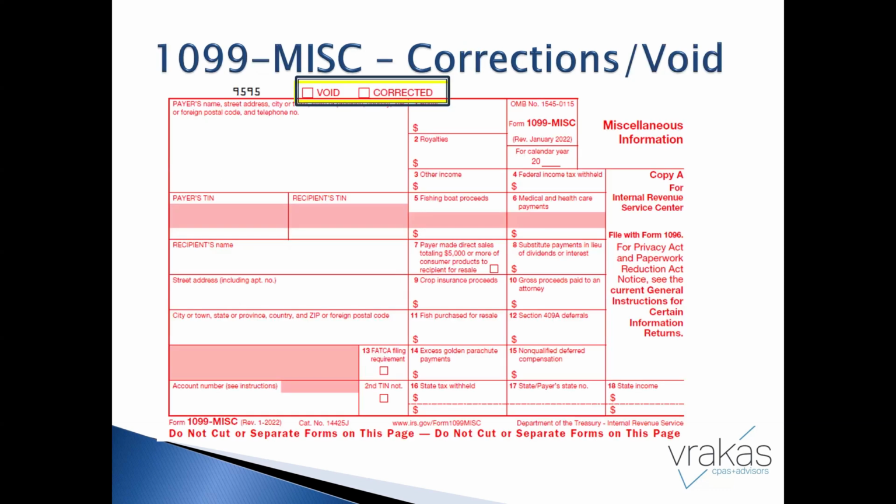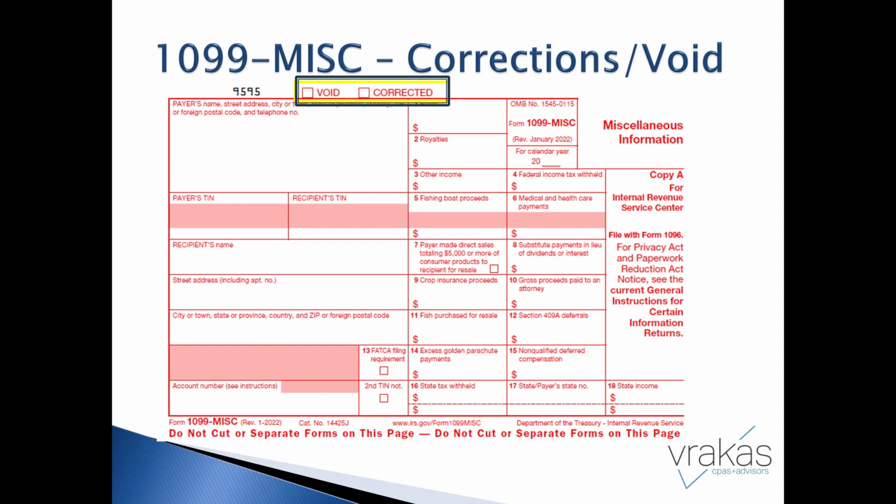The one thing I did want to mention is when you're doing 1099s, NECs or miscellaneouses, and you make a mistake and you're going to correct one, things happen. There is a box at the top of the form that must be marked so that the IRS will read that. If you mark it corrected, the IRS will read that 1099 as the new corrected 1099. You don't send them the other one as well and mark it void. You just don't send them the first one. You only send them the new corrected one.